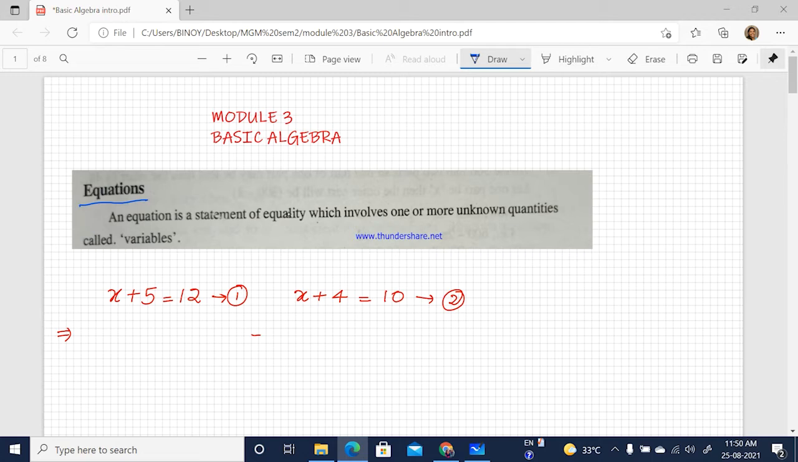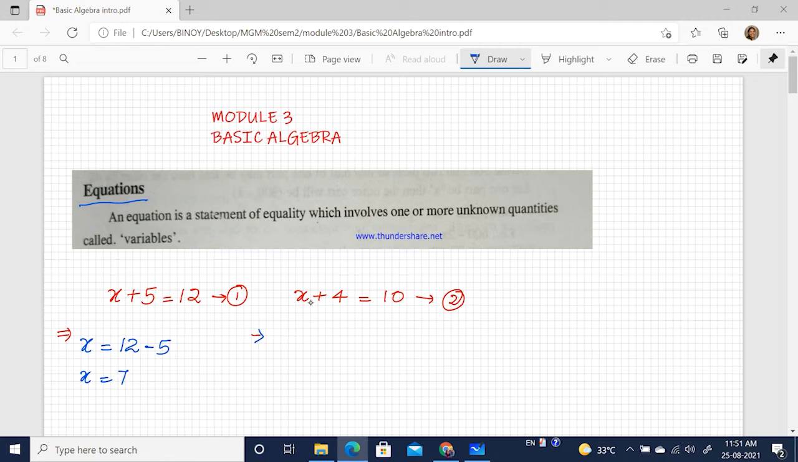An equation is a statement of equality which involves one or more unknown quantities. It says an equality, that is x. You are asked to find the value of x from this equation. You are given two values and we need to solve the equation. So x is equal to 12. Since the positive 5 is over here, we take the 5 to the other side. So it becomes negative and we get the value of x as 7.